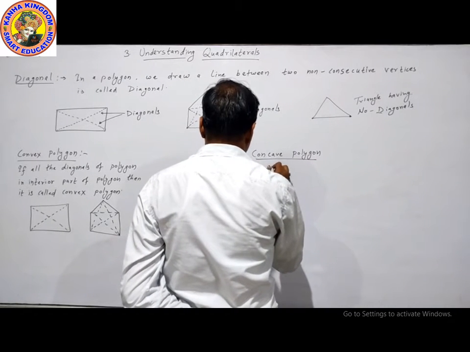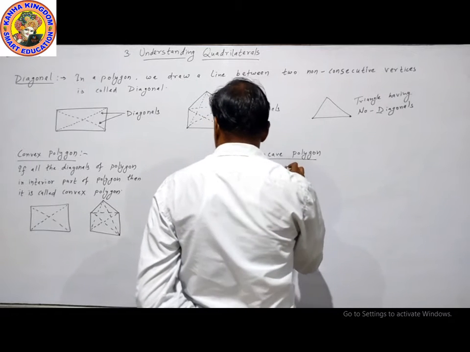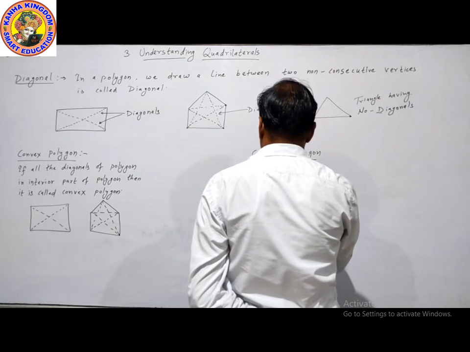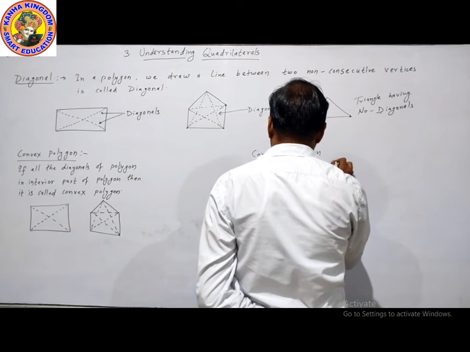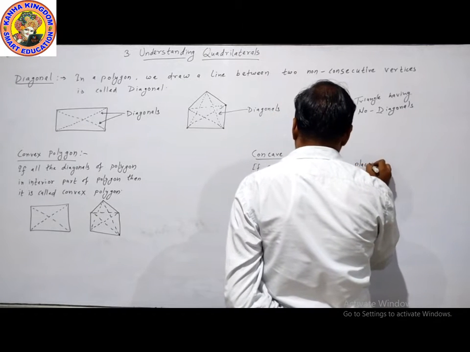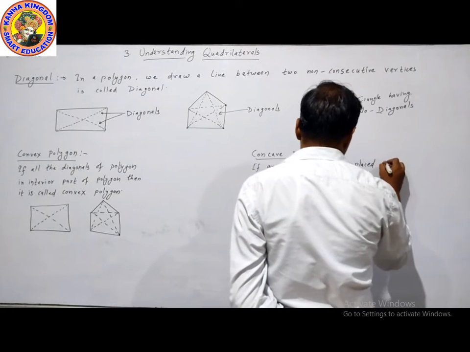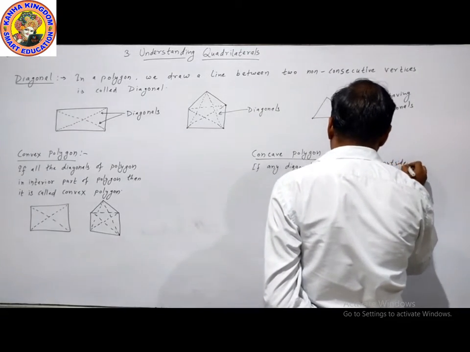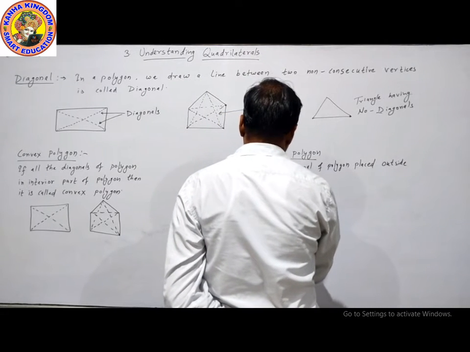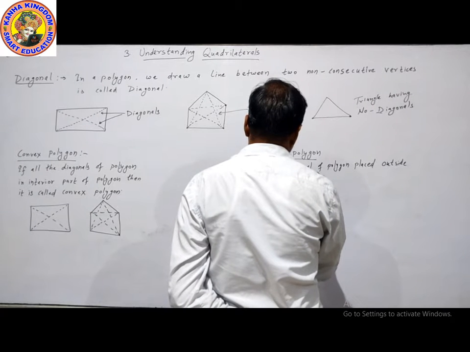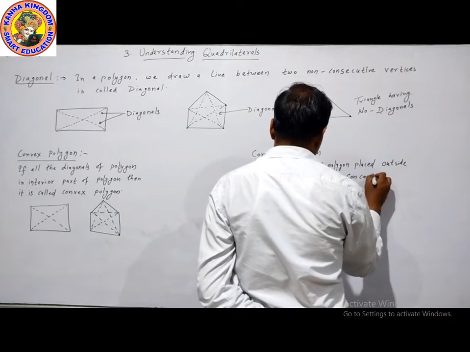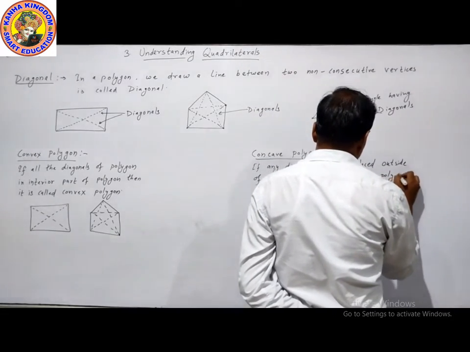If any diagonal of polygon is placed outside of polygon, then called concave polygon.